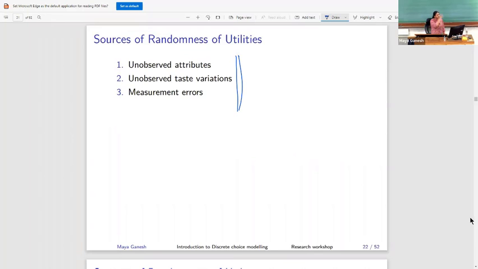One is unobserved attributes themselves. For instance, in the mode choice example, maybe environmental consciousness or status factor. That could be an attribute which I don't measure at all, which I don't observe at all. So it could be because of that, or it could be because of unobserved taste variations between different individuals, or it could be measurement errors.